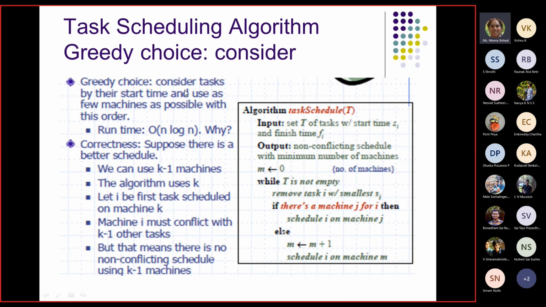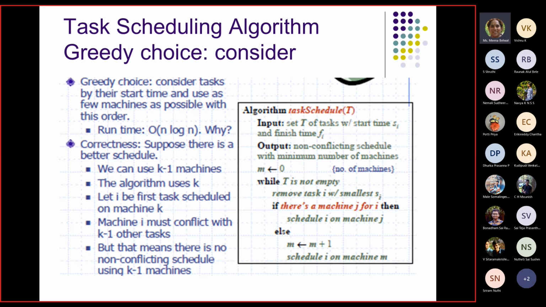Okay, so what is the greedy choice here? The greedy choice is to consider tasks by their start time and use as few machines as possible, in order. Okay, so can I say the runtime is going to be O(n log n)? You need to analyze why the runtime is going to be O(n log n). What are you trying to search here? What are you sorting each time? What are you checking, whether what is available or not? What is the minimum time? Every time, for every task, you are basically finding the task with the minimum starting time.